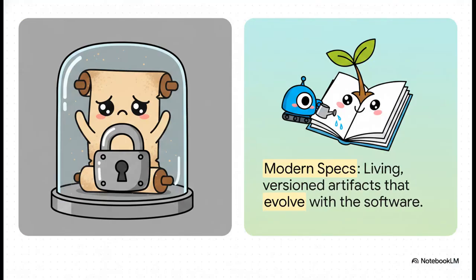Think about it like this. Old waterfall specs were basically carved in stone. You wrote them once, and that was it. Modern specs, though, they're living documents. They're version controlled right there with the code, and they are built to change and evolve with every single iteration.